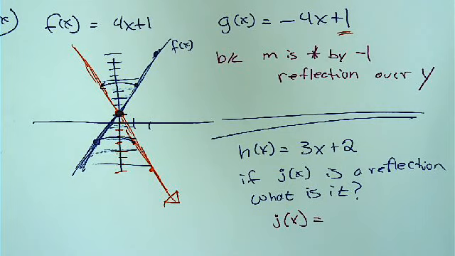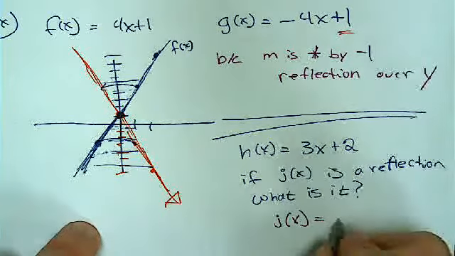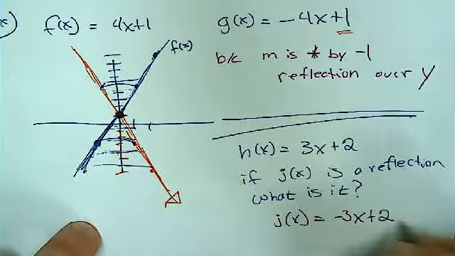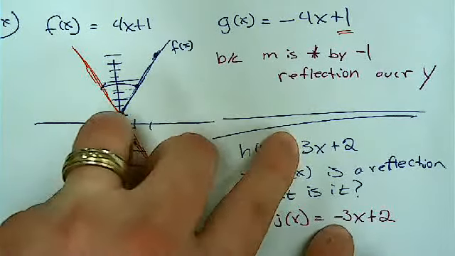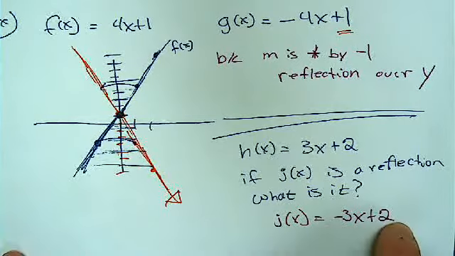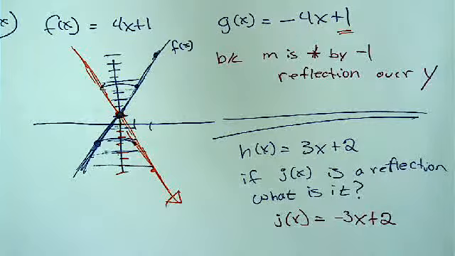Can you repeat that question? Yeah. Multiply the 3 by negative 1. So that would be the reflection. I take the slope, multiply by a negative 1, so I get negative 3x plus 2. And that's the other kind of way they attack this concept.